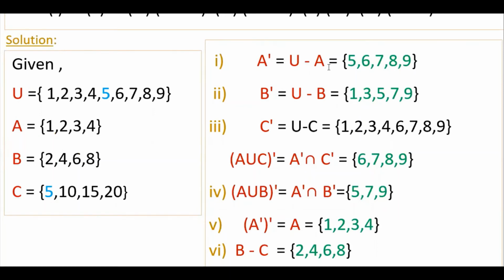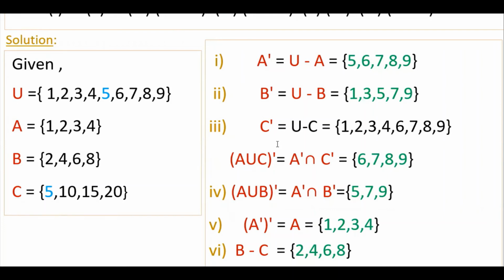So that is the difference of the universal set and set A. That is equal to, you have to exclude the elements of A from the universal set. So those are 1, 2, 3, 4. So the remaining are 5, 6, 7, 8, 9. And the next one is the complement of B. You have to find the difference of the universal set and B. So you have to exclude these elements 2, 4, 6, 8. The remaining elements you have to write here. So those are 1, 3, 5, 7, 9.